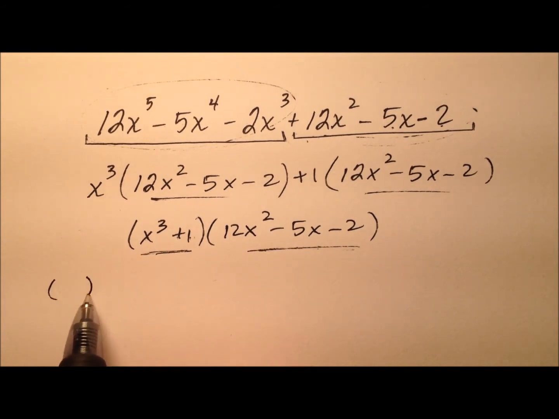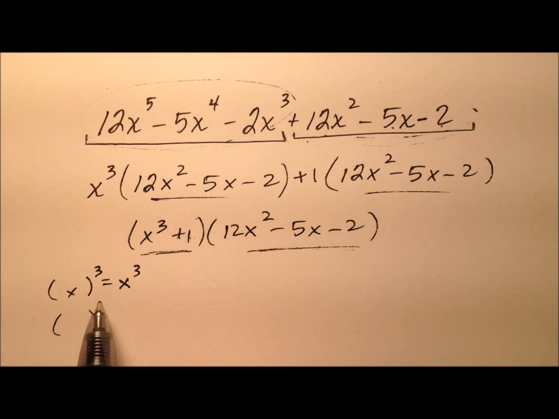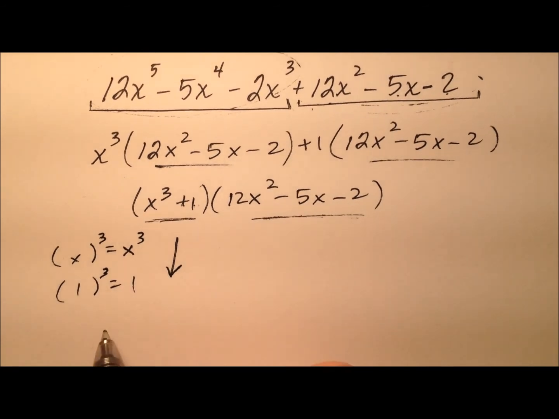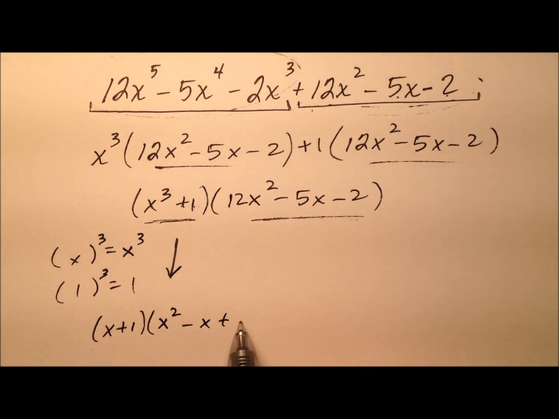So what did I cube to get x cubed? Well, x. And what did I cube to get 1? Well, 1. So I can use my sum of cubes formula, which says I'm going to take the x and the 1 and add them. And it's the square of the first one minus their product plus the square of the second one, which, because it's just x and just 1, that makes that pretty simple.